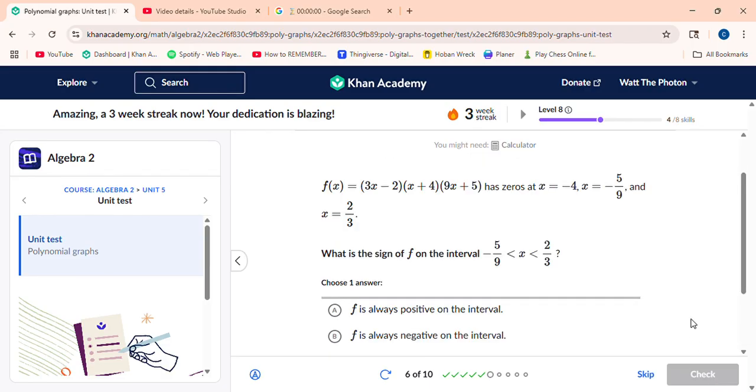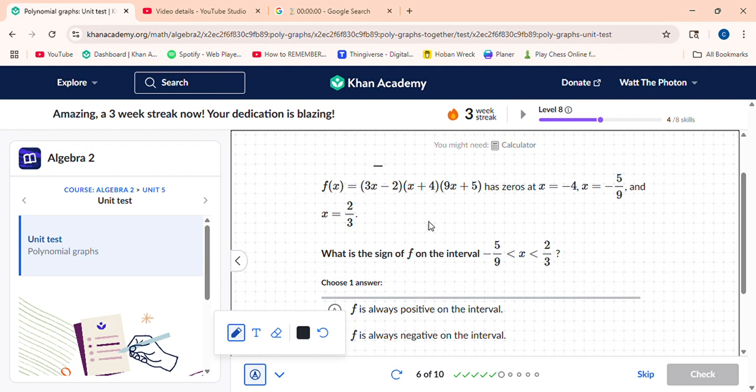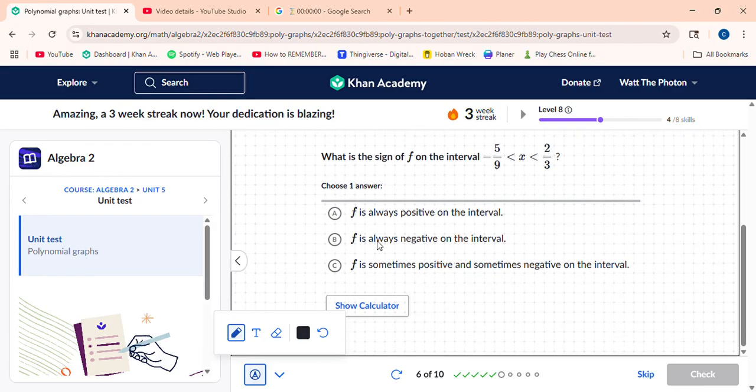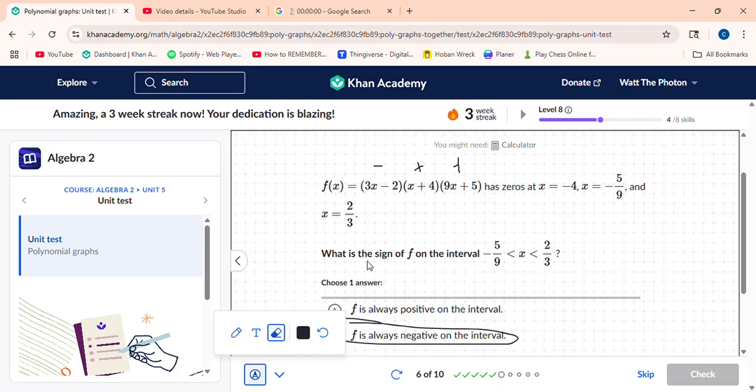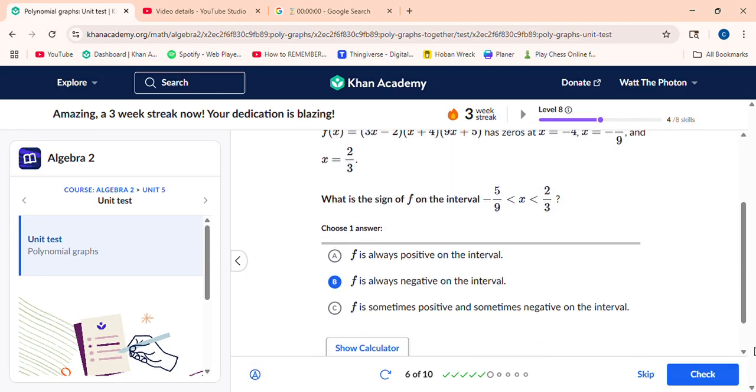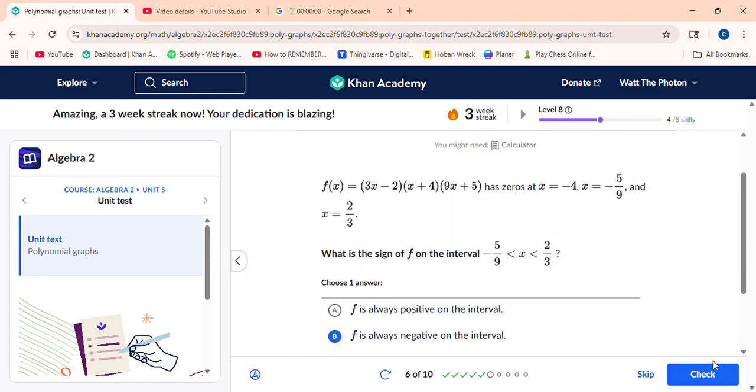So what's the sign of f of x on this interval? We have 0, so that's what makes life easy. We'll say negative, positive, positive. So that function is negative. Are there any, let's see, any other things between here? Nope. It'll always be negative.